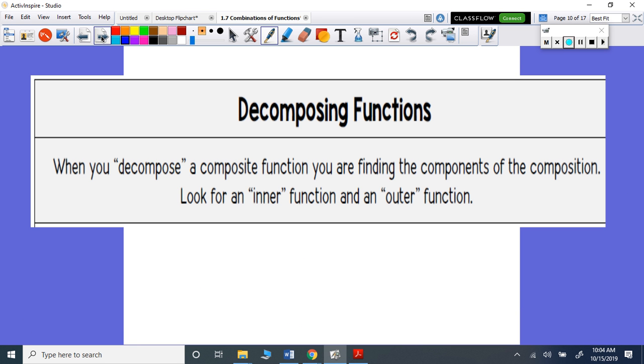When you decompose functions, I think of a decomposing animal that smells really bad. Isn't that gross? That's where my brain goes. Vince, do you need me to go back, or are you okay?